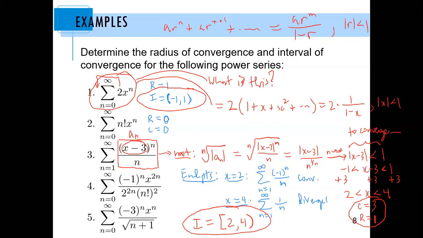So what function is this? Well, it's just 2 over 1 minus x. It's just kind of a funny way of writing 2 over 1 minus x. You can write it this way as a power series. Does that make sense? Okay.